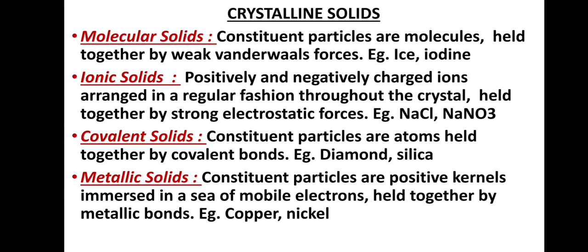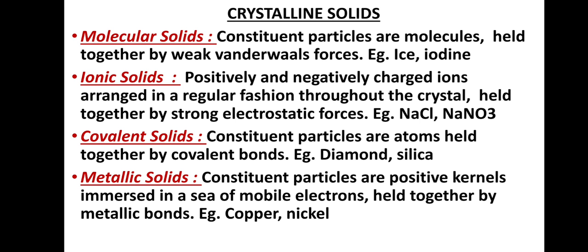Ionic solids. This consists of positively and negatively charged ions arranged in a regular fashion throughout the crystal. These ions are held together by strong electrostatic forces. For example, you can consider any salt like NaCl, NaNO3 or sodium sulfate, lithium fluoride, whatsoever, right? These are all ionic solids because they all have a common link between them. In these cases, positive and negative ions are held together by stronger electrostatic forces of attraction.